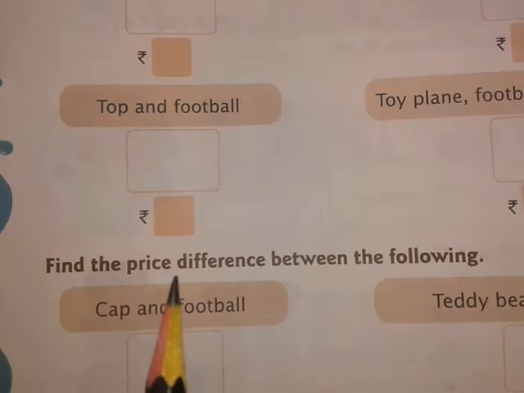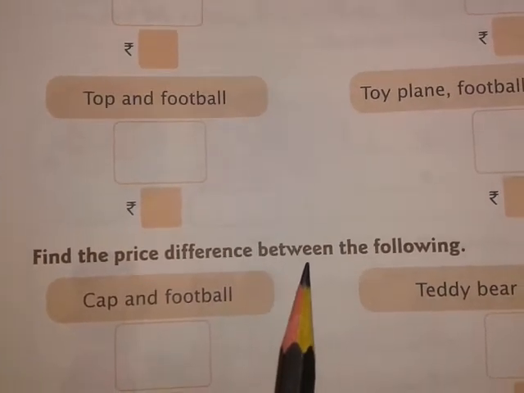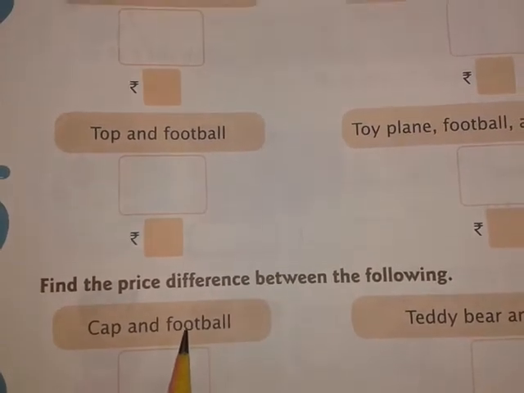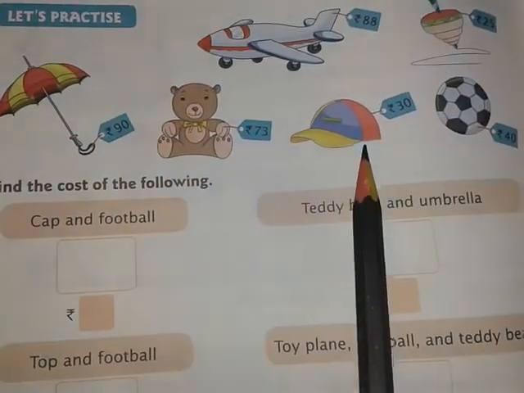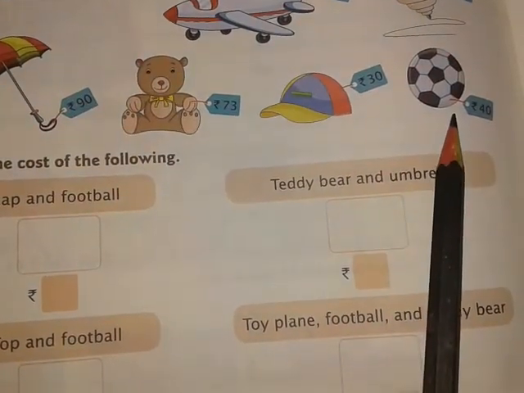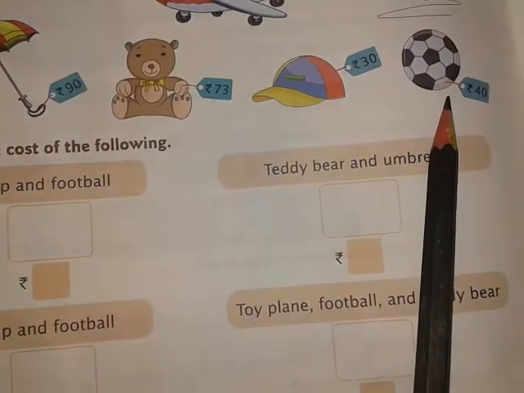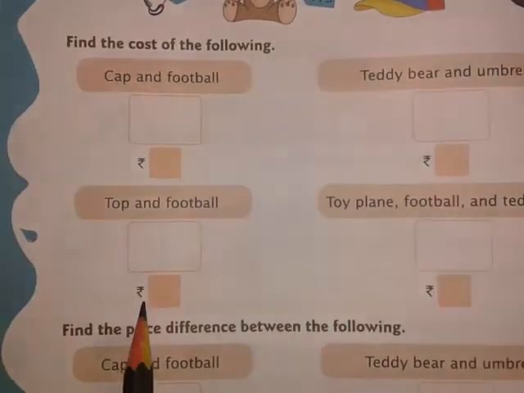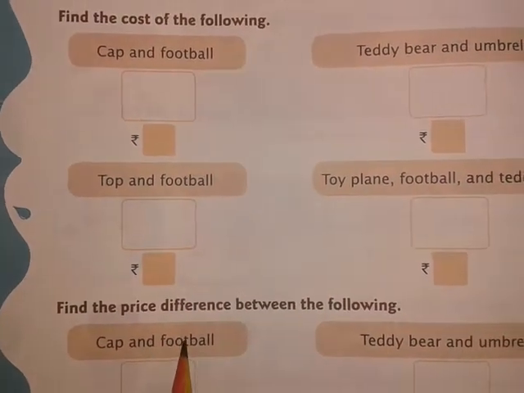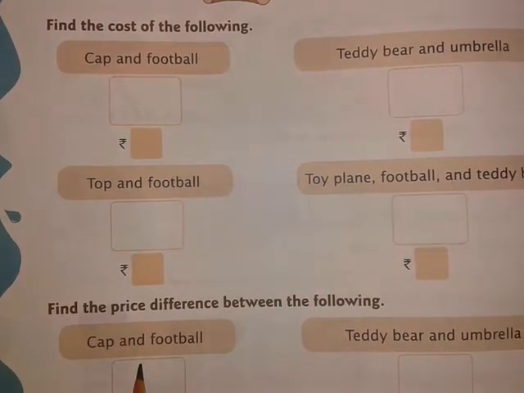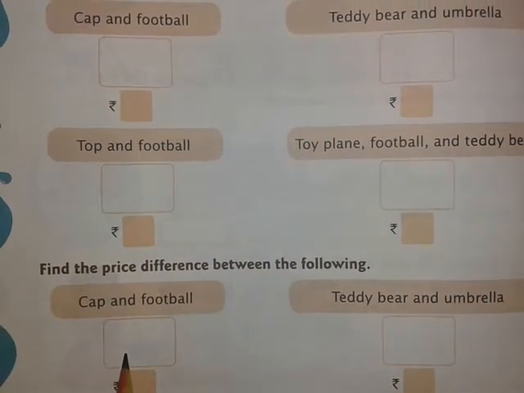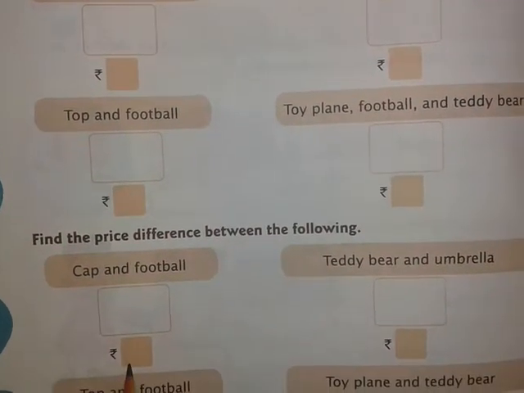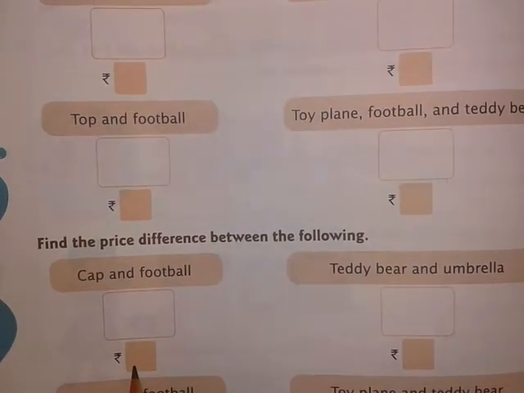In the next part, you have to find out the difference. Difference means you have to do subtraction. The cost of a cap and the cost of a football, you have to find out. The cost of a cap is 30 rupees and the cost of a football is 40 rupees. Now you know for doing subtraction, the bigger number should be written on the top. Though it is written here cap and football, don't write it like this. Don't write 30 on top and don't write 40 below that. It will be 40 minus 30. Then you will do the subtraction and you will write the answer in this blank.